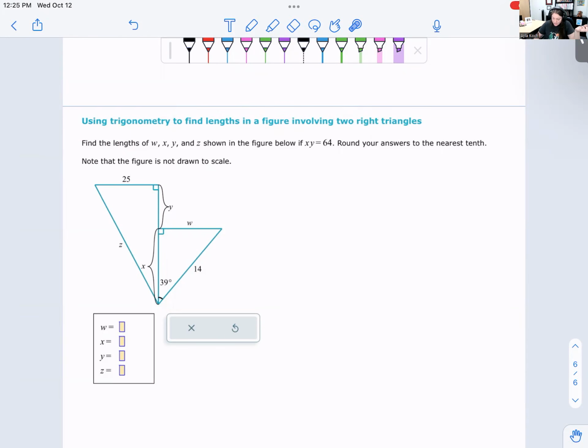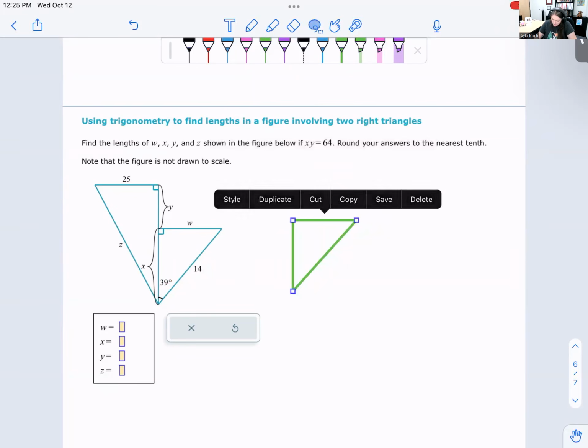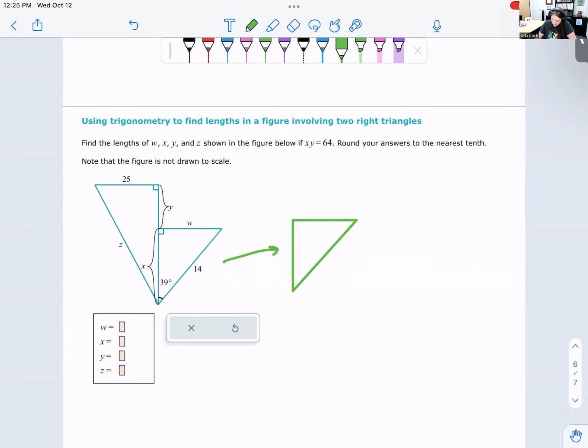So in this one, you're trying to find lengths W, X, Y, and Z using this figure here, and you're told that X times Y is 64. I've not done this problem before, so we're just going to see where it takes us. I'm going to start by focusing on one of these triangles. I know the most information about this triangle because it gives me an angle and a side. So I'm going to take this triangle over here, and we're going to see what we can do with it.